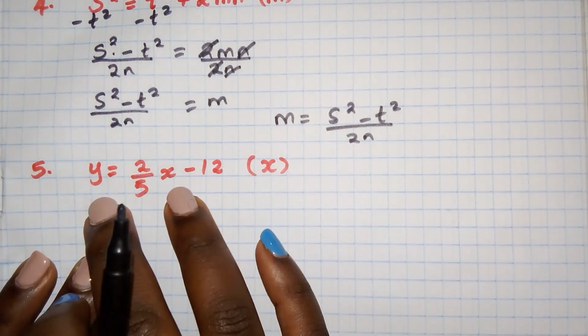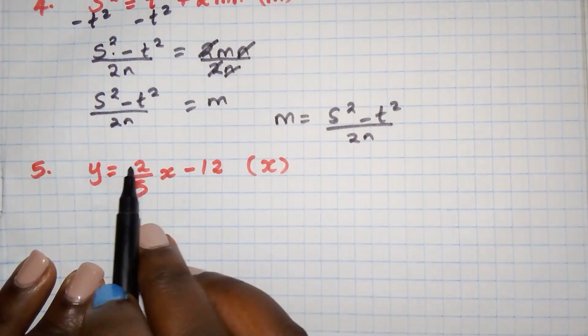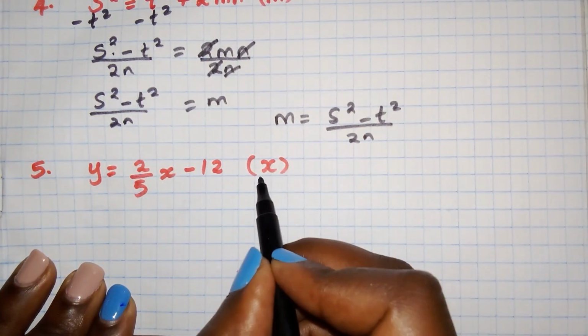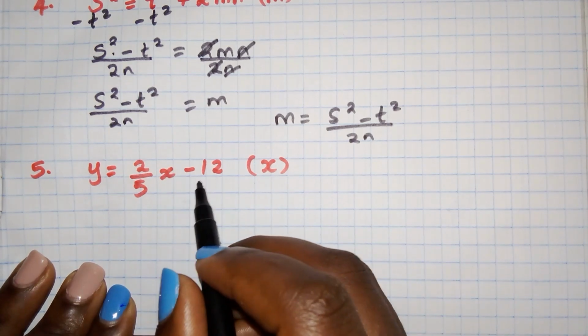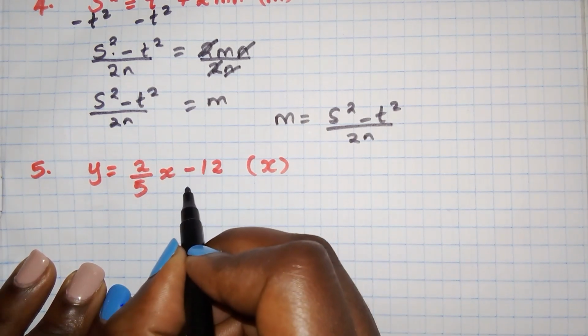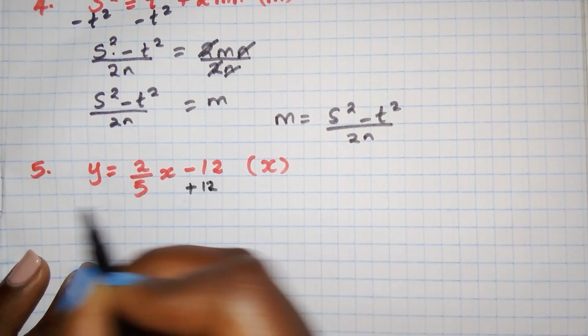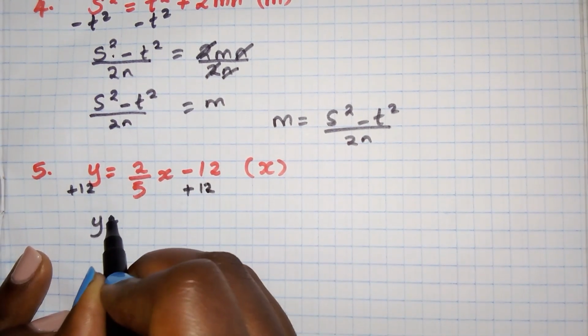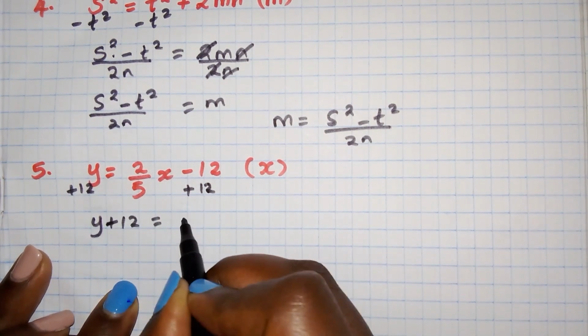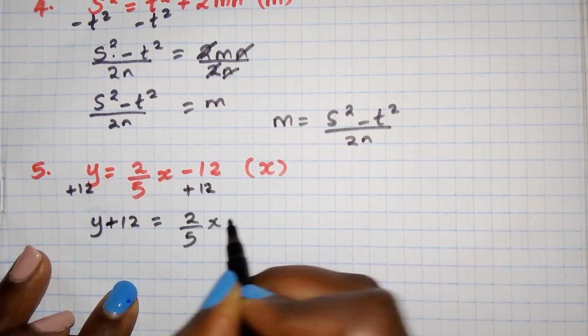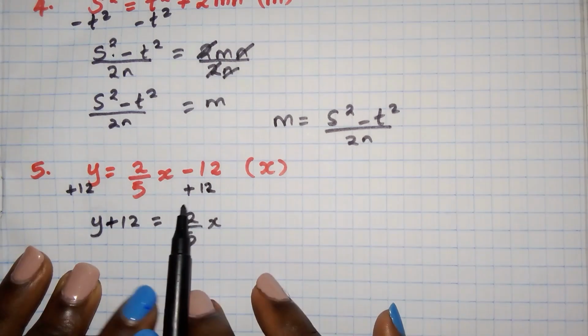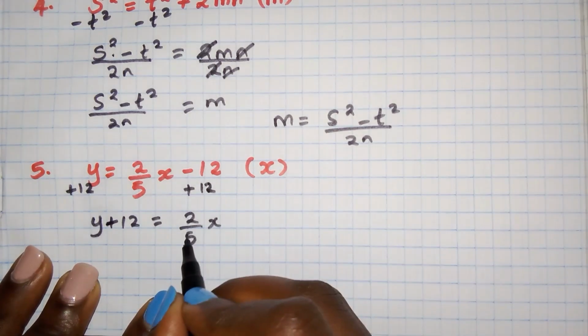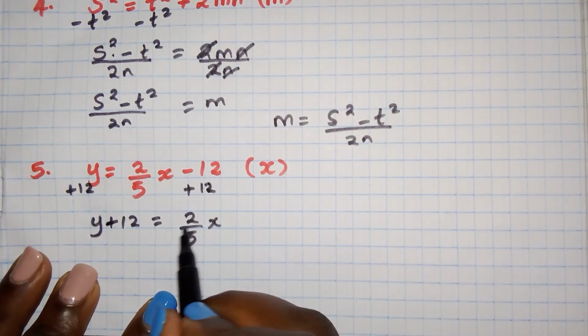Okay, we continue. Number 5, y equals 2 over 5x minus 12. We want to make x the subject of the formula. So we get rid of the 12, so we do plus 12 on both sides. So y plus 12, my bad, equals 2 over 5x. Now we need to get rid of the 2 over 5. We can start with the 5. So this is divide by 5.